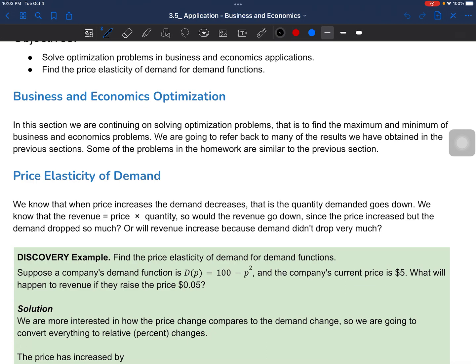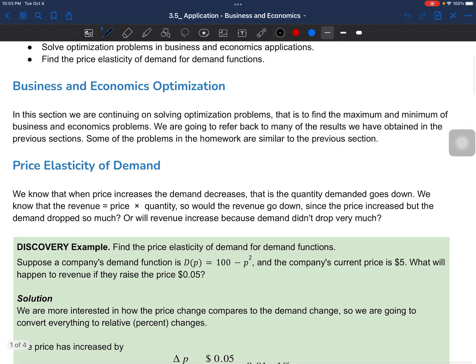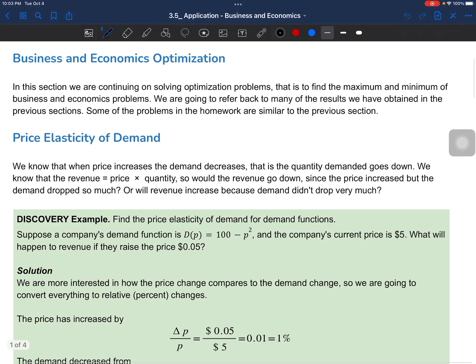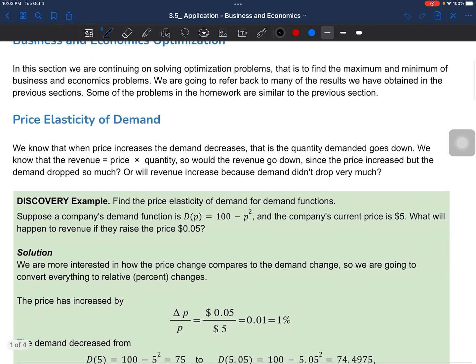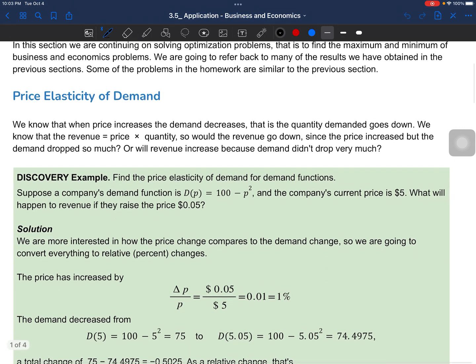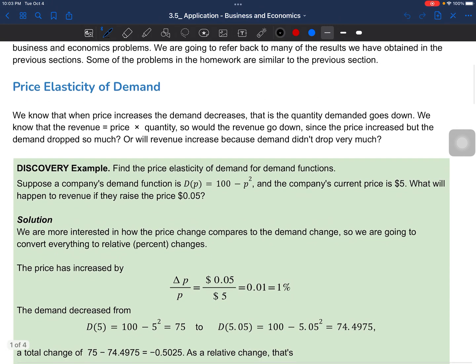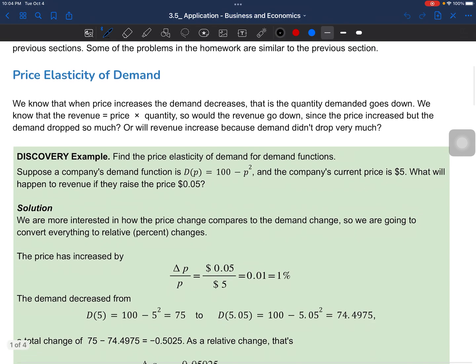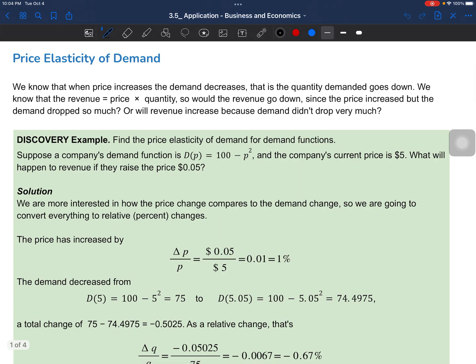So, business and economics optimization. In this section, we're continuing on solving optimization problems, that is, to maximize and minimize our business and economics problems. We're going to refer back to many of the results that we have obtained in previous sections. Some of these problems in the homework are similar to the previous sections. Alright, so let's begin by defining price elasticity of demand. We're going to do this by doing a discovery example, an example that will help us explore these concepts.